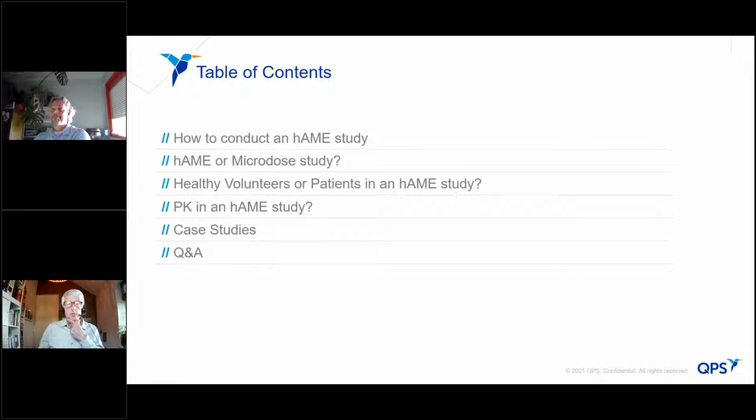The agenda. I start with an overview of how to conduct a mass balance study. We discuss important questions like normal radioactivity levels or use microtracer levels. Can studies be conducted in healthy volunteers? Should you collect samples for pharmacokinetic analysis on these studies? We end with 3 case studies, all with specific elements that may help you understand where to think of in planning these studies.